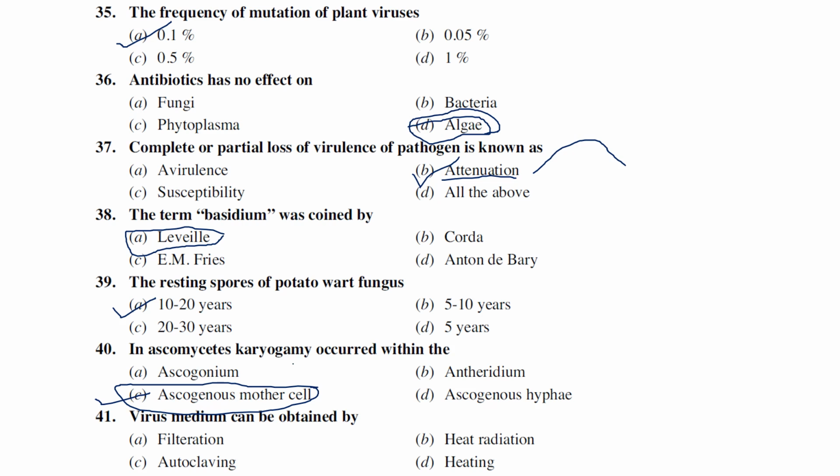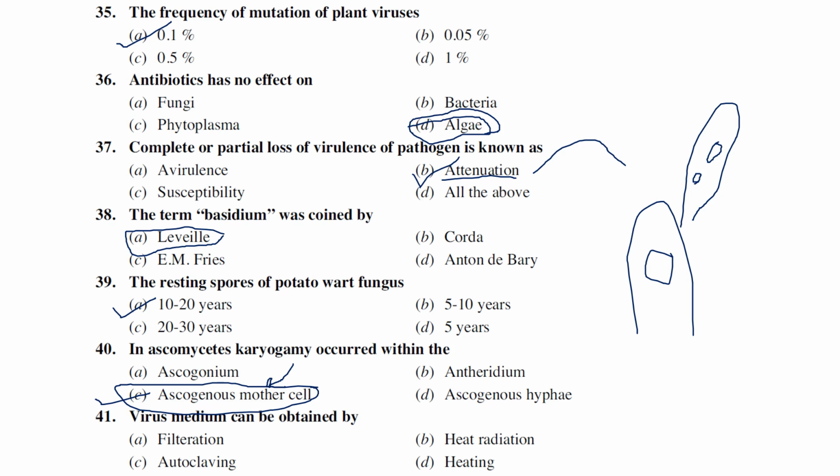But when it comes to karyogamy, it generally happens in a cell that is an ascogenous mother cell. This is the ascogenous mother cell. From this ascogenous mother cell, small hair-like structures, the ascogenous hyphae, form, where the nucleus comes in and detaches, and there some other process will happen. But karyogamy generally takes place in this ascogenous mother cell.